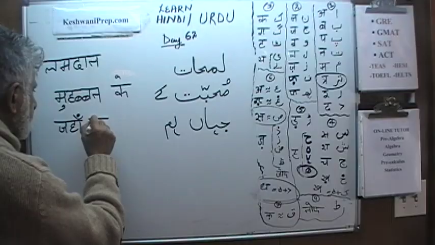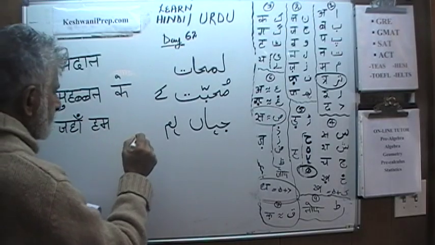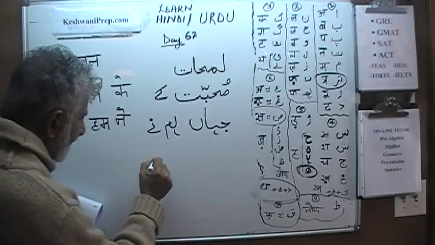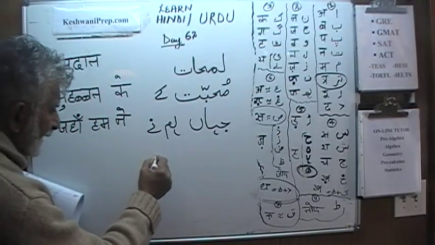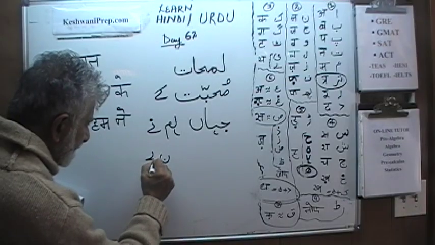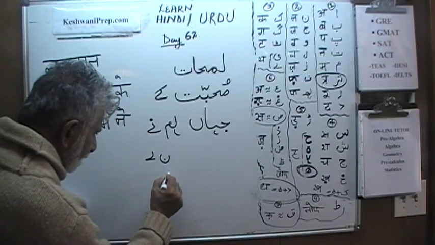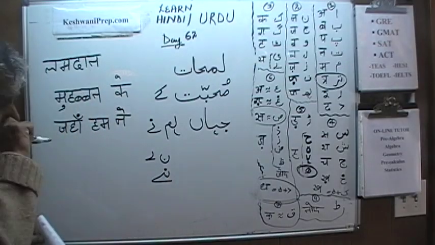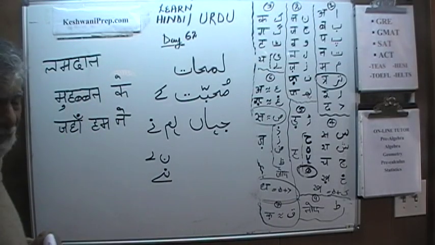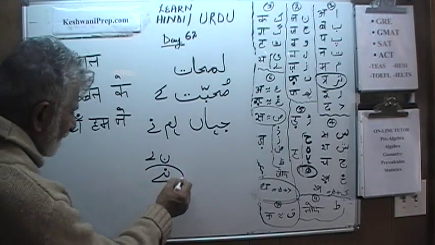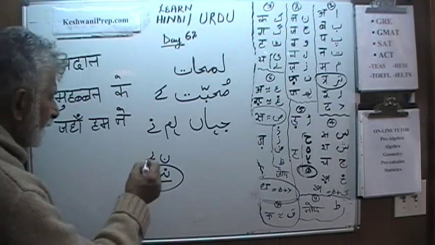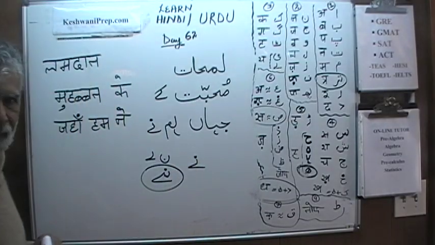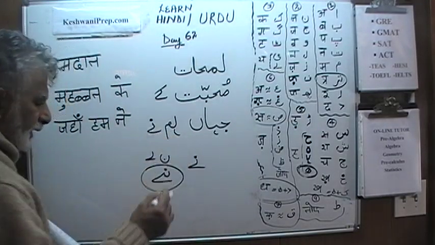Hum ne. Now this ne that I wrote, technically it is noon and a badiye. So technically it should have looked like this. You need a loop for the noon and then the badiye. But most of the time people don't write it like that. As a matter of fact, written this way looks actually very awkward to the eyes. So instead of putting a loop, you just put a straight line like that. Jahan humne.